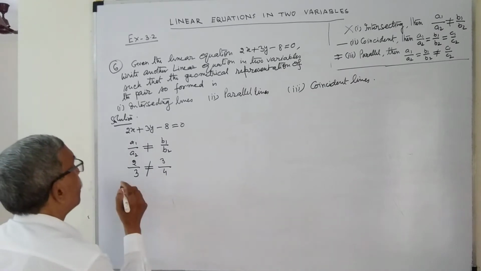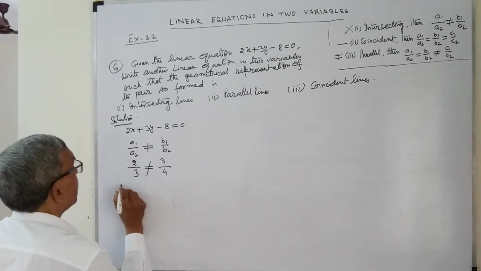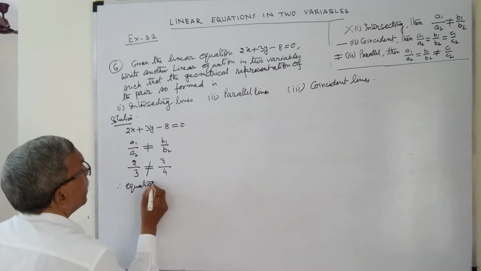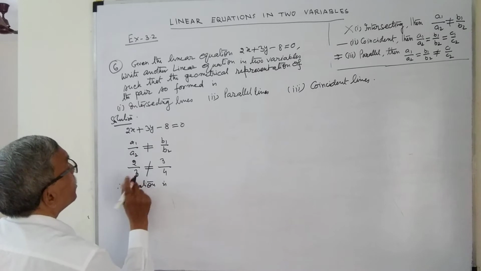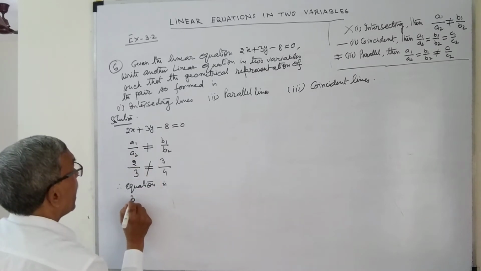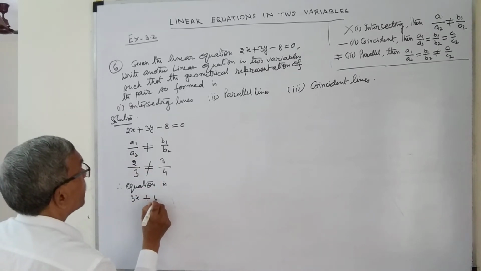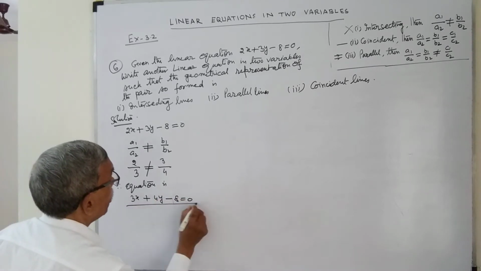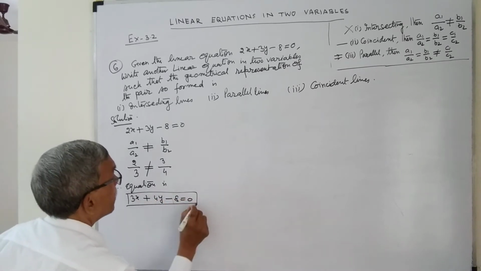Therefore our equation, with 3 and 4, is 3x plus 4y minus 8 is equal to 0. So this is our answer.